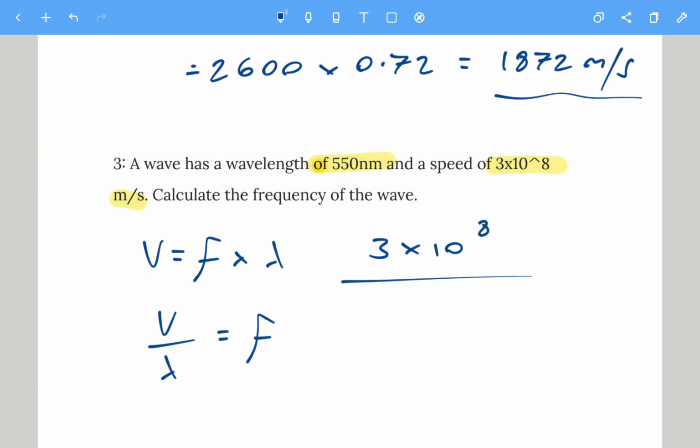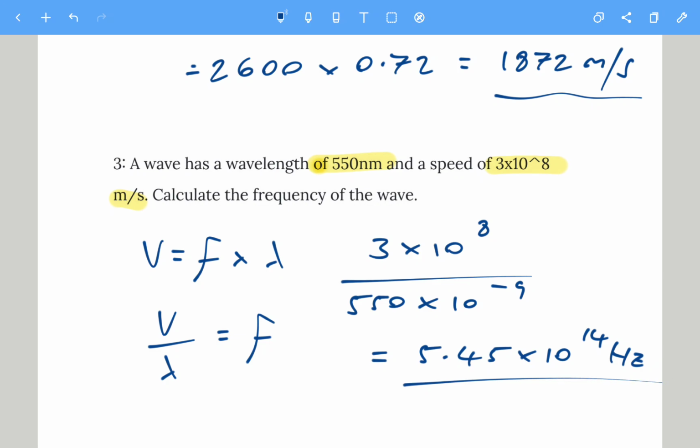divided by, and you could do 550 divided by a billion and then put that number in, but I'm just going to simply write 550 times 10 to the power of minus 9, because that's the same as dividing 550 by a billion. So if you put that in your calculator, you should get 3 times 10 to the 8 divided by 550 times 10 to the power of minus 9. You will get a frequency of 5.45 times 10 to the power of 14 hertz.